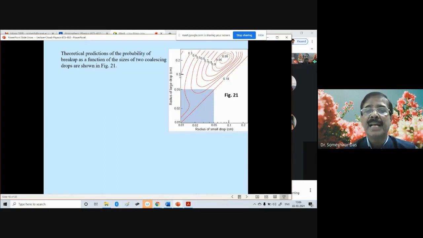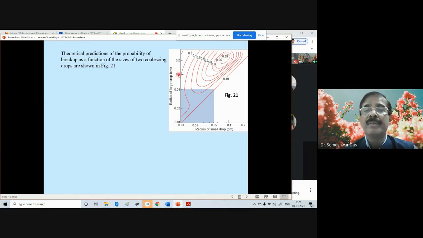So as you can see from this diagram, suppose for a larger raindrop of say 0.1 centimeter radius, if it is colliding with a smaller droplet of say 0.01 centimeter radius, then the probability of breaking is very less, about 0.03, that means about 3%.